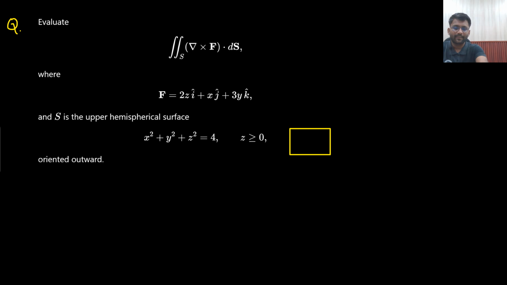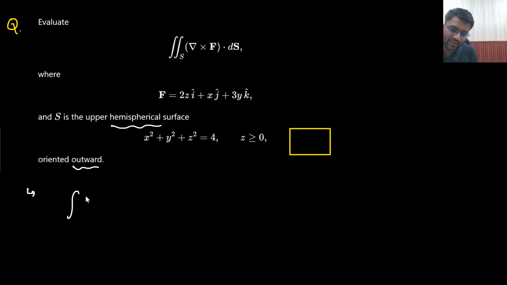Now let's solve this question. This question you solve: del cross f dot ds, upper hemisphere surface. This question has been asked. What will you do in the examination hall? Sir, del cross f dot ds, upper hemisphere, all these things. What I would do is that the orientation is outward. It is given. What does that mean? Plus j cap I need to take.